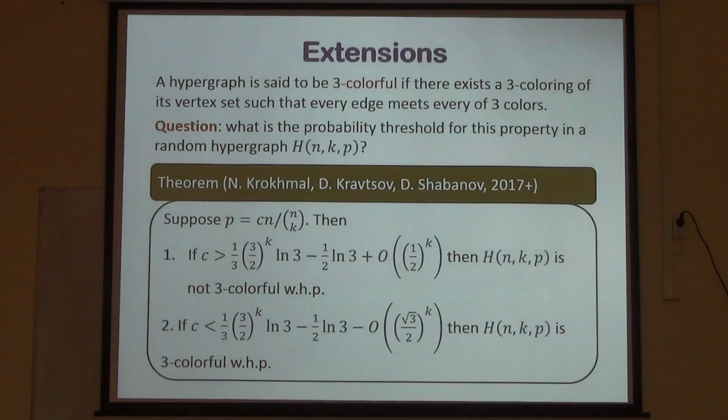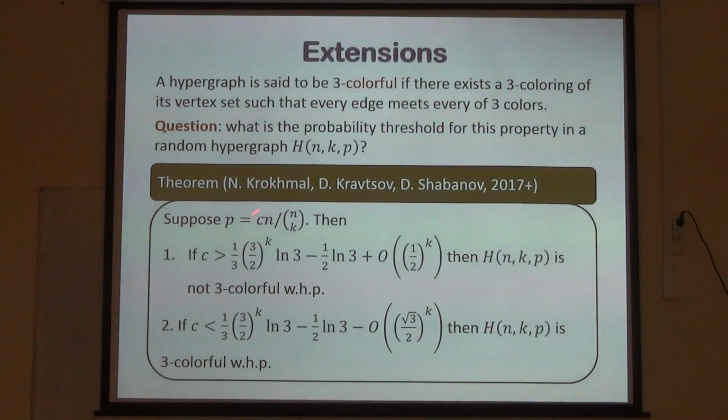For example, we can consider the following type of colorings, which has 3 colors. So 3-colorful. A hypergraph is said to be 3-colorful if there exists a 3-coloring of the vertex set such that every edge meets every one of the 3 colors. Or if here we have 2, that will be just the usual 2-coloring, so property B. So we want every color in every edge, but the number of colors is 3. And the same question, what is the probability threshold for this property in a random hypergraph?